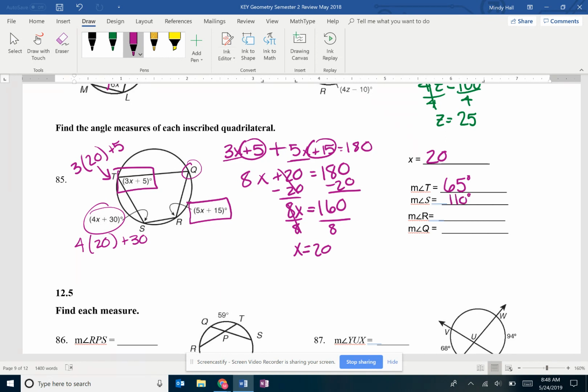So then R is supplementary with T, but I'm going to plug it in just to make sure that my 20 is actually right. So 5 times 20 plus 15 is 115 degrees. And then to double check myself, just subtract from 180, and it should be the same as T, which it is, so we are good. So then for angle Q, that's going to be 180 minus 110, because it's supplementary with S. So then angle Q is 70 degrees.